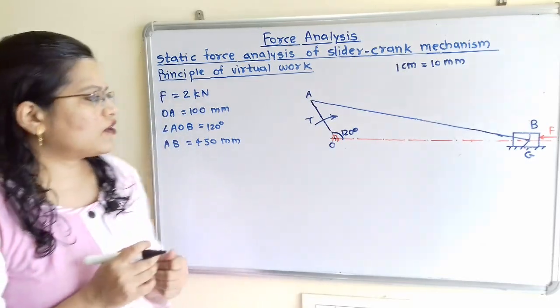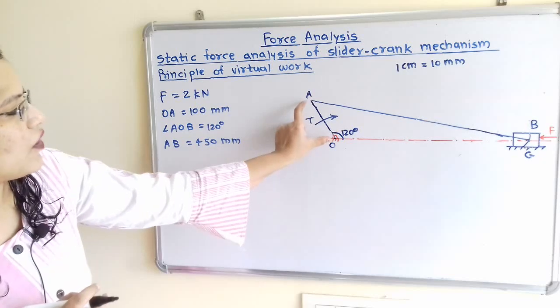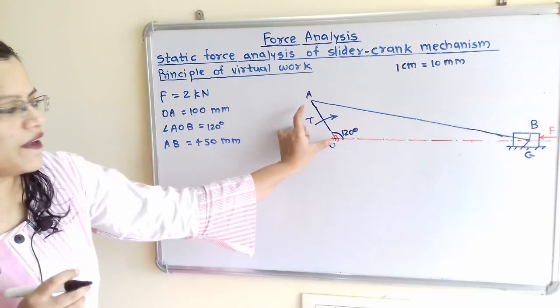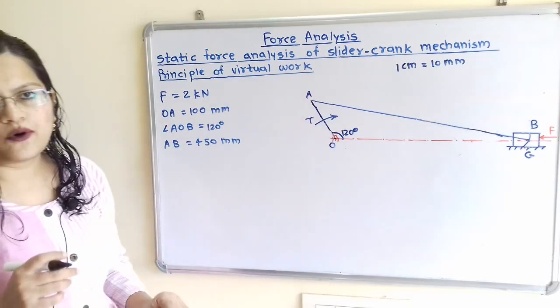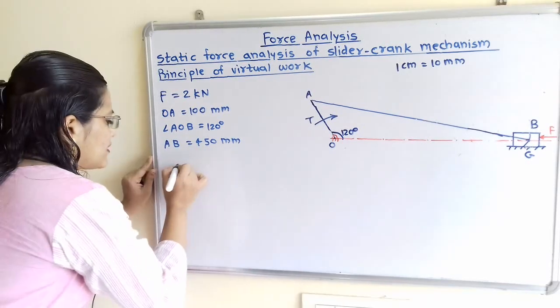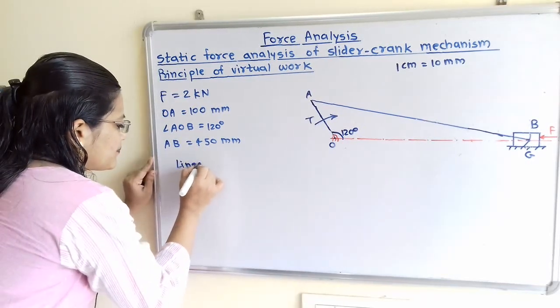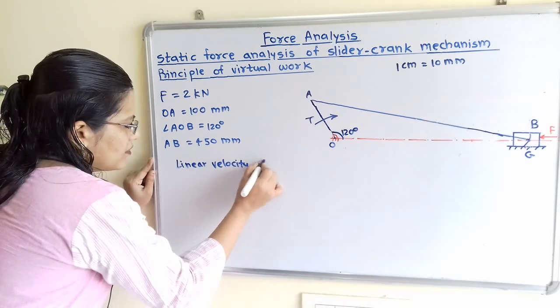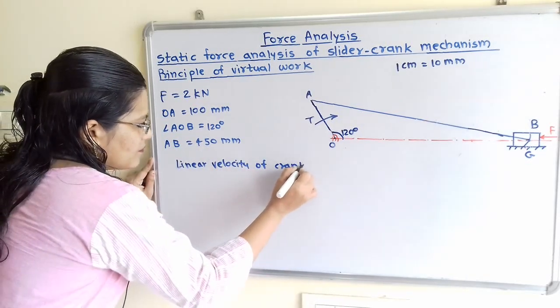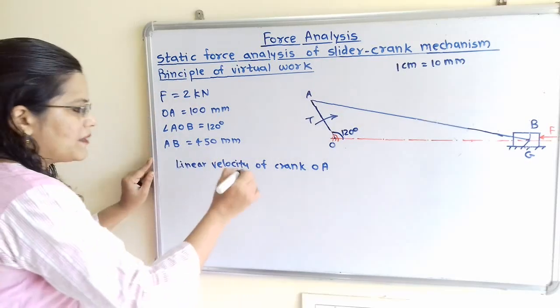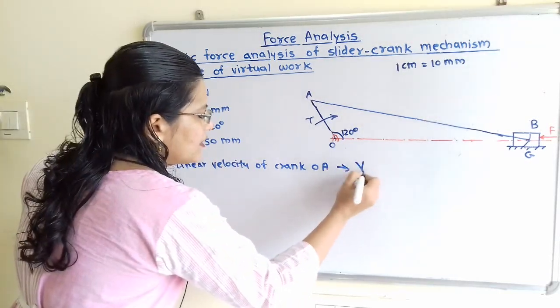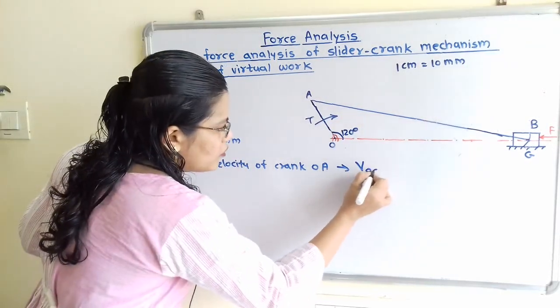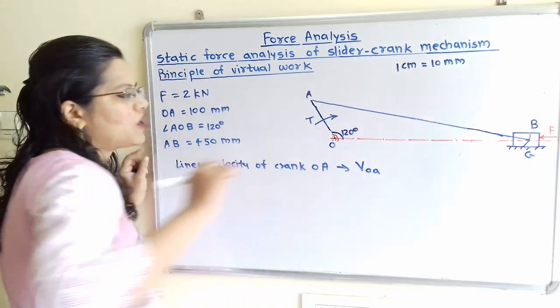To draw the velocity triangle, we will first find the linear velocity for this crank OA. So what is the formula? I will write here: linear velocity of crank OA. We will mention this with v to the base OA. Here I will use small letters.